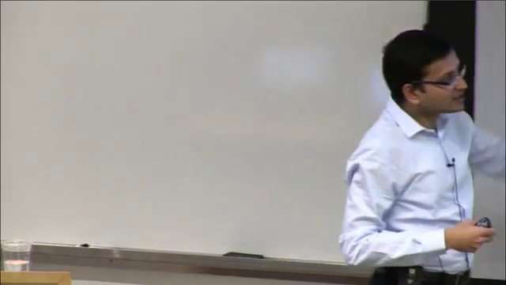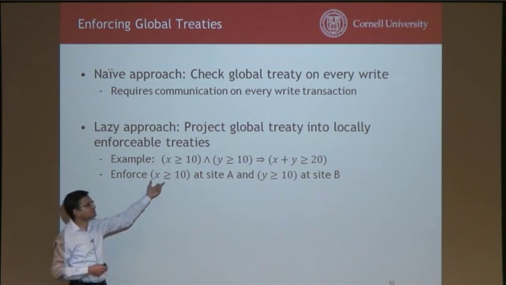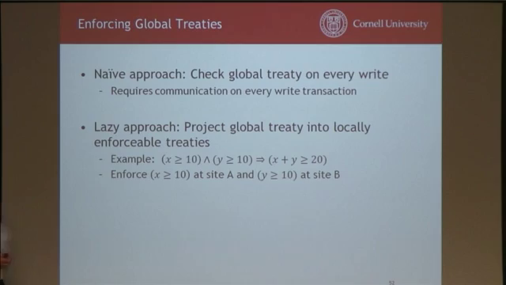And to do this, we basically project this global treaty into a set of locally enforceable treaties. Because these locally enforceable treaties are working on a limited state, they have to be more conservative. But we require that these locally enforceable treaties together imply the global treaty. So in this case, to enforce that x plus y is greater than or equal to 20, one possible set of local treaties would be x is greater than 10 and y is greater than 10.